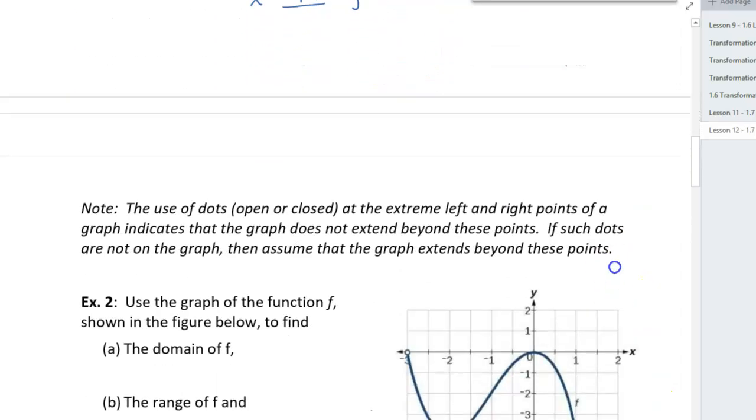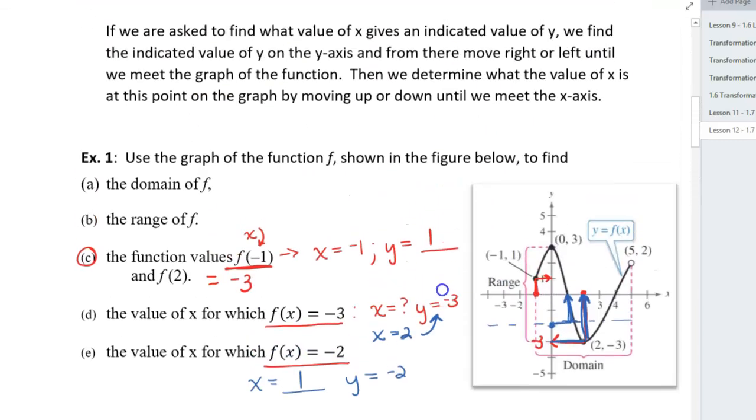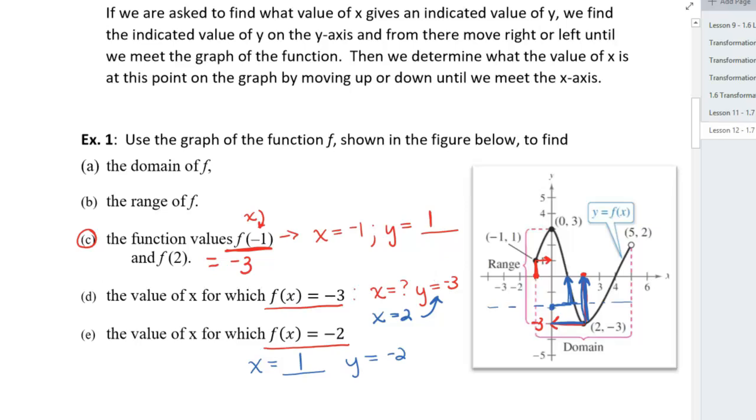Moving on. I'm sorry, let me go back to here and finish this up. So the domain of f, if we're looking left and right, the leftmost point is here, and the value of x is -1. The rightmost point is here, and the value of x there is 5.